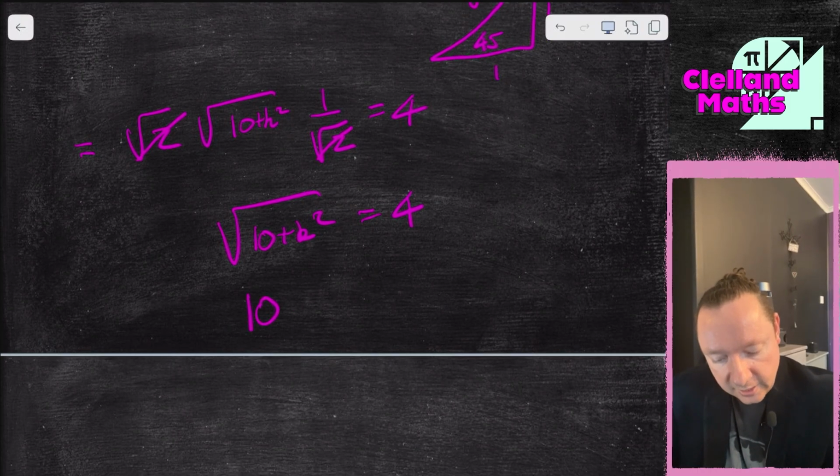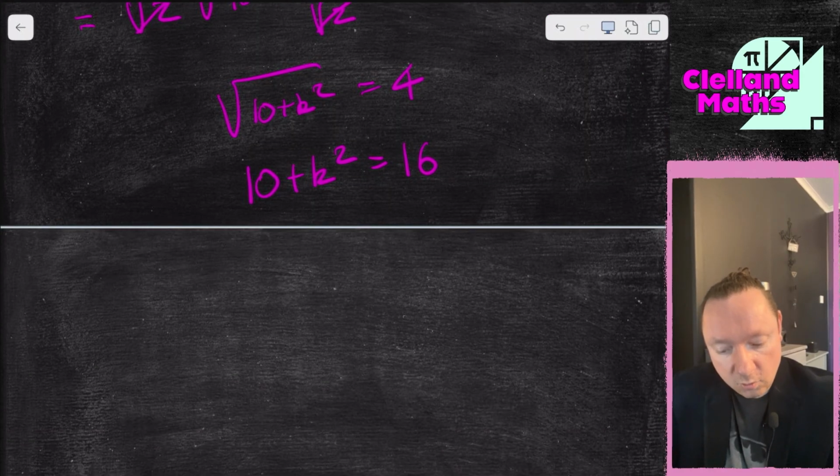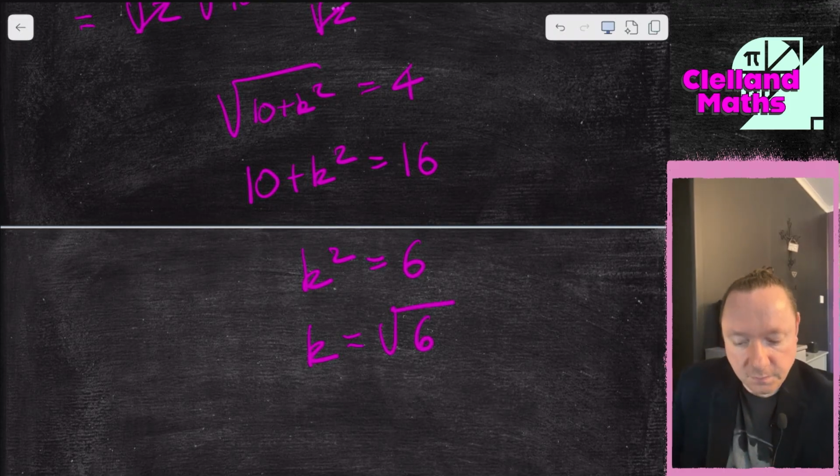So if I square this side, I get 10 plus k squared. If I square that side, I get 16, 4 fours. It's not even a quadratic. I can just take the k squared there and do 16 minus 10, which is 6. And that means that k equals the square root of 6.